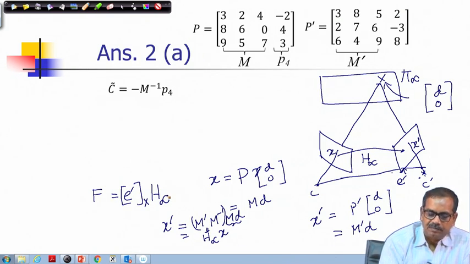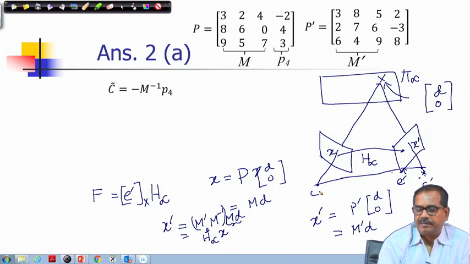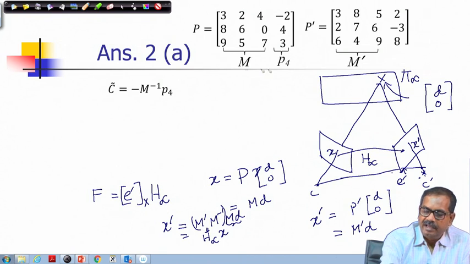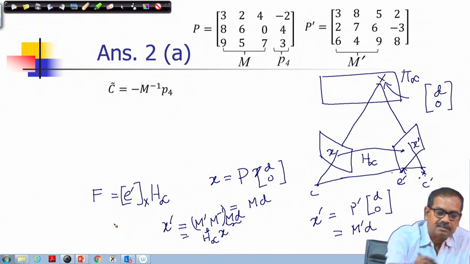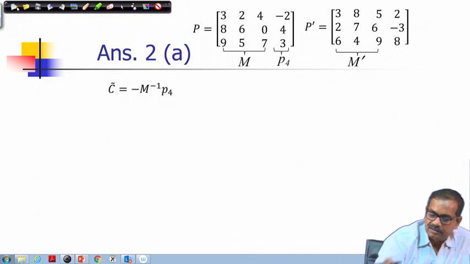So, in this problem, first we will be computing E prime. E prime is nothing but the image of the camera center of the first camera. So, we have to compute the first camera and then take the image, which will give me E prime, and then we need to compute H infinity from M and M prime by performing this operation, which is M prime into M inverse, and then we can compute the fundamental matrix. So, let us carry on this computation as we discussed.